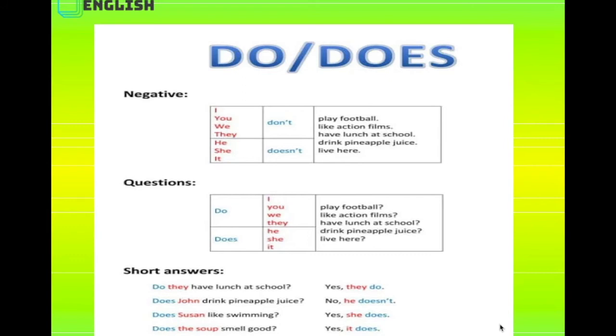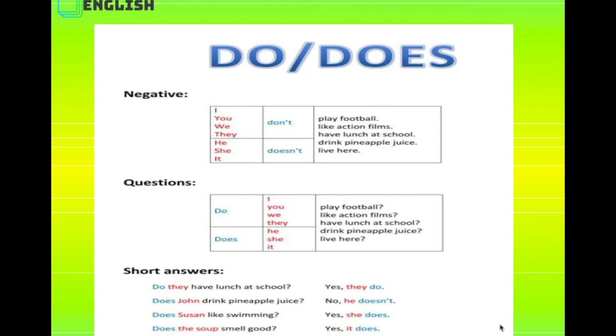Okay. Now, if I want to make it in doesn't negative, okay? He doesn't play football. She doesn't live here. It doesn't have lunch at school. It doesn't drink pineapple juice. It's a negative because here we are learning not. Now, next is question, so it is an interrogative. Do I play football? Do you like action films? Do we have lunch at school? Do they have lunch at school?